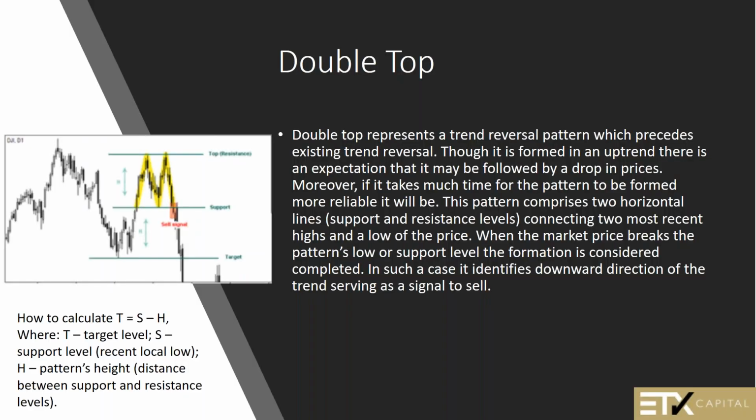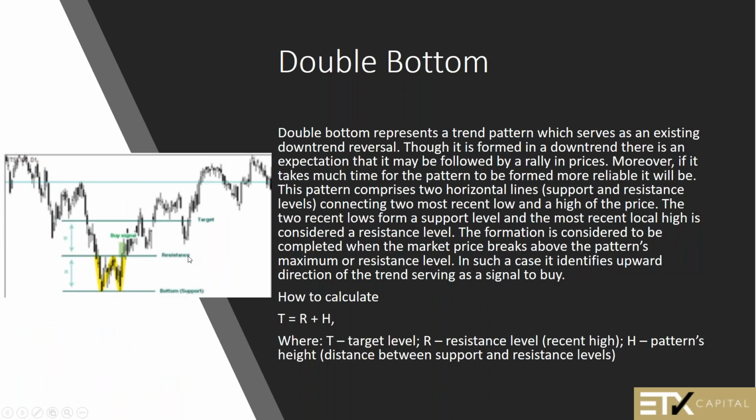So again, they're fairly difficult to see unless you've been able to draw your support and resistance lines using swing lows and swing highs. The calculation for your target point isn't that difficult. To calculate target, you take S minus H. S is the support line, H is the height of the movement, and that will give you your target.